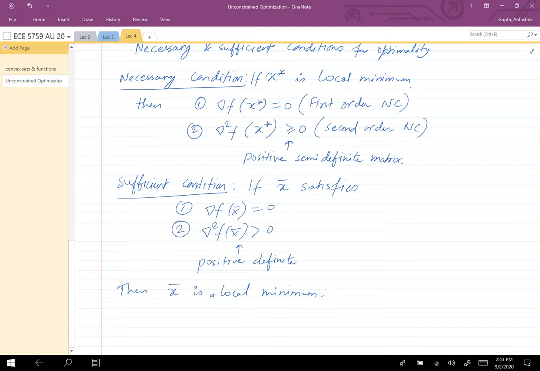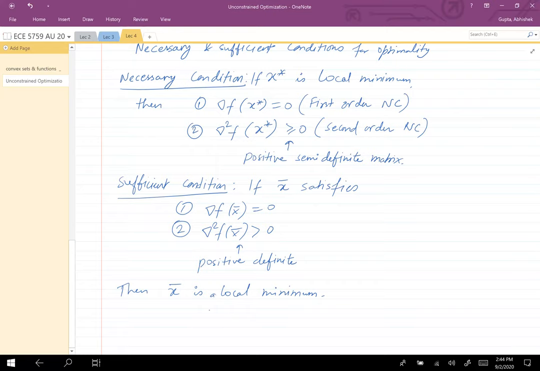Okay, as you can notice, the two statements are quite different. In the first statement, the hypothesis is that X star is a local minimum, and then it should satisfy some conditions. In the second statement, the sufficient condition, if the point X bar satisfies a couple of conditions, the first condition is that the derivative vanishes at that point, and the second derivative is a positive definite matrix at that point, then it is certifiably a local minimum.